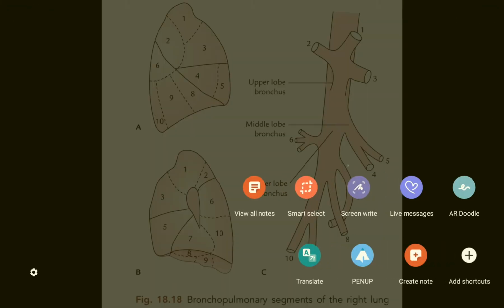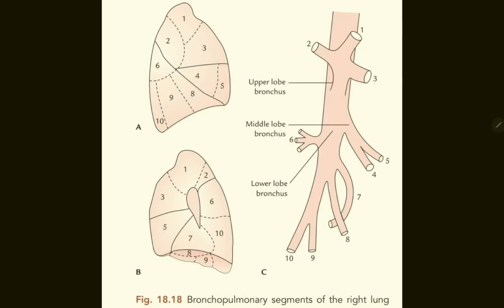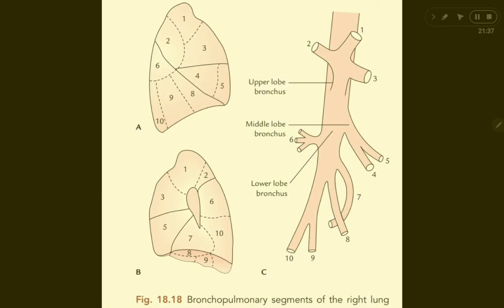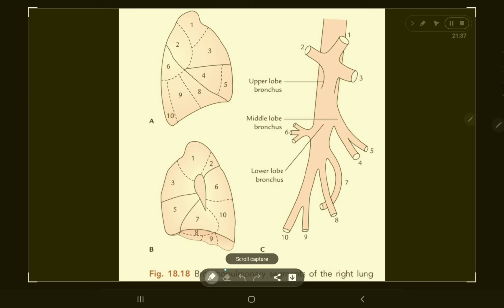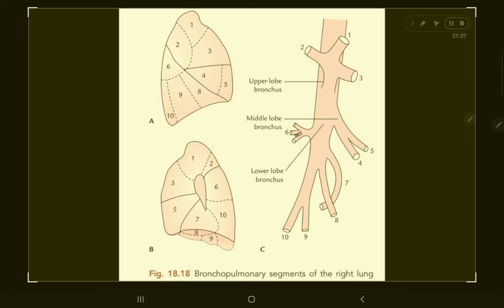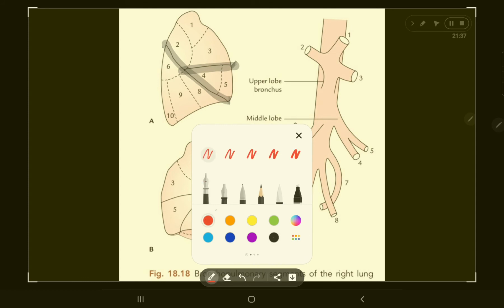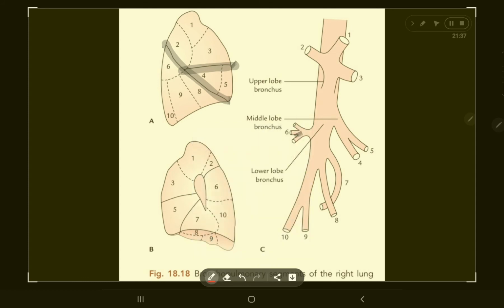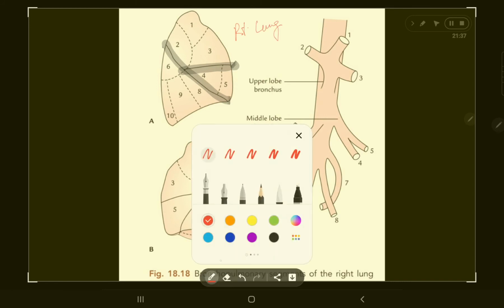Yes, look here. Here you can see the oblique fissure, and here you can see the horizontal fissure and oblique fissure. So two fissures are present. So this is your right lung.